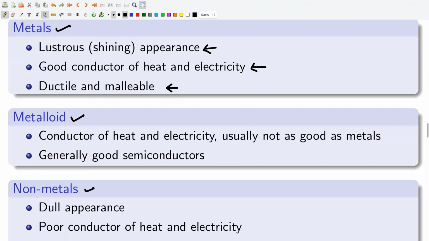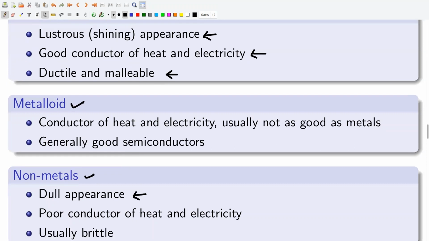On the other hand, non-metals are dull in appearance, and they are very poor conductors of heat and electricity, and they are usually brittle. That means they break easily. Now, metalloids, their properties lie in between the properties of metals and non-metals. So metalloids are conductors of heat and electricity, but they are not usually as good as metals. And these metalloids are generally very good semiconductors.